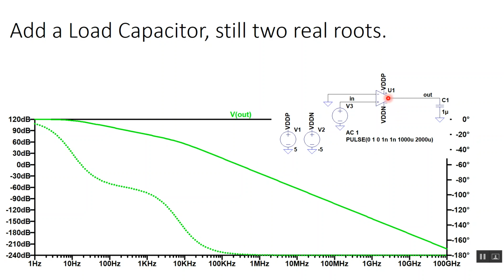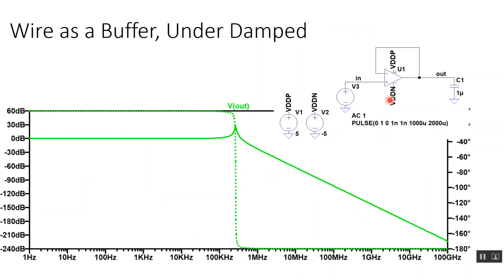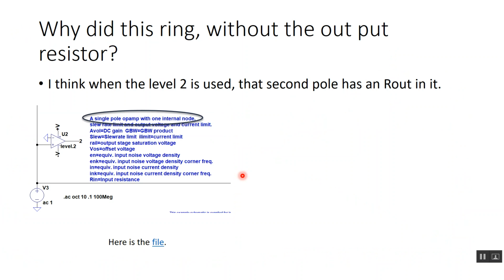Well, because I believe that the second order op amp model has an output resistance on the inside that you can't see. And then when we wire it back into a buffer and just put the capacitor on it with a level 2 model, we're going to get this underdamped response, so we'll get ringing. So I asked, why did it ring without that output resistor? Because I believe it's inside.